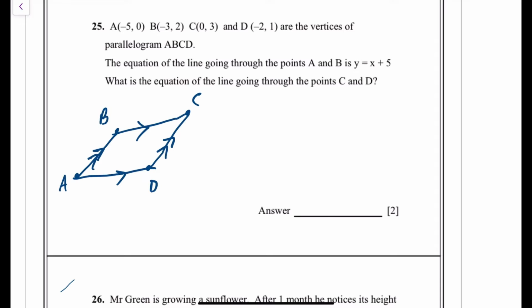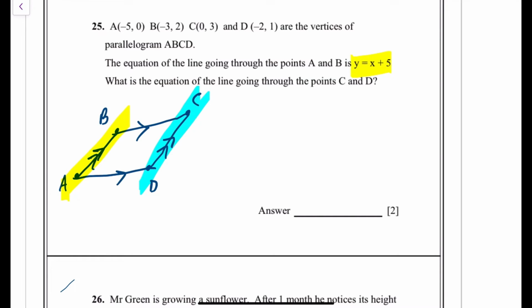It says the equation of the line going through the points A and B. So this line here, I just shade it. This line here has equation y equals x plus 5. And it says, what is the equation of the line going through the points C and D? So what we want to find is the equation of this line here.